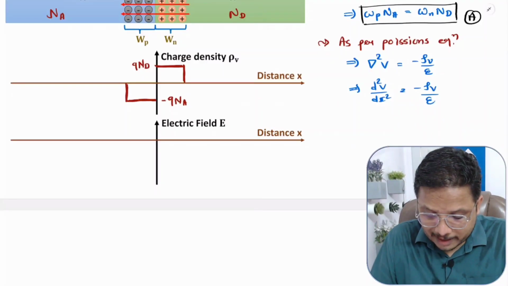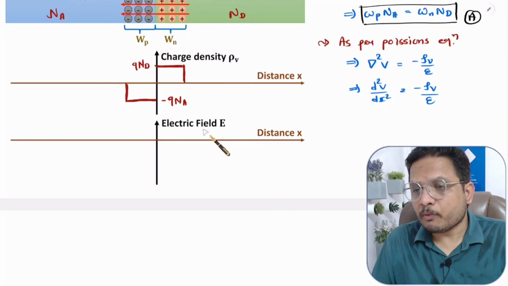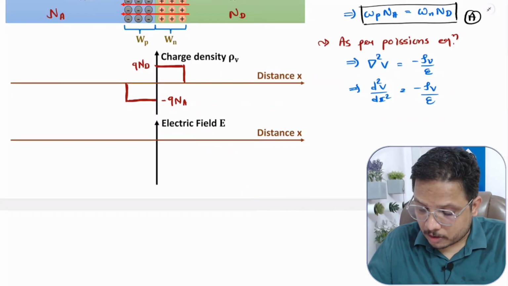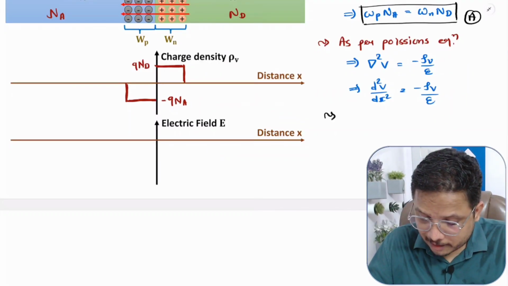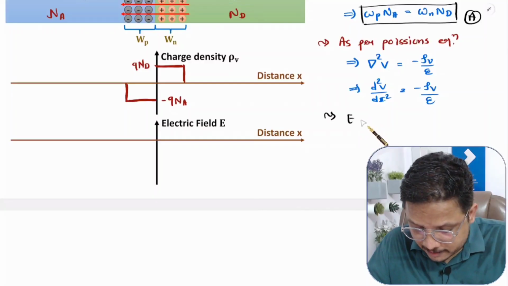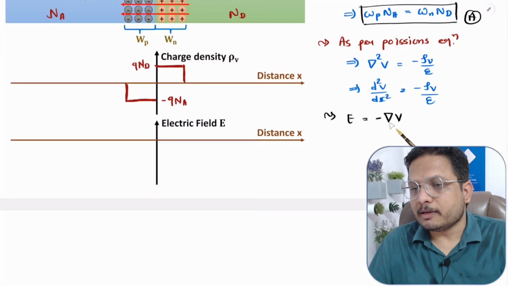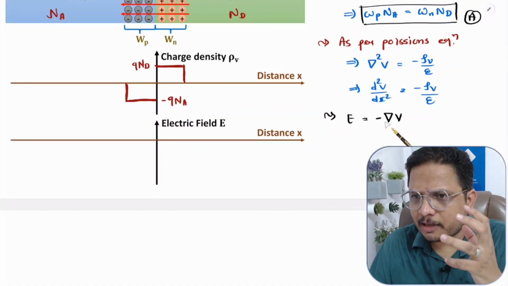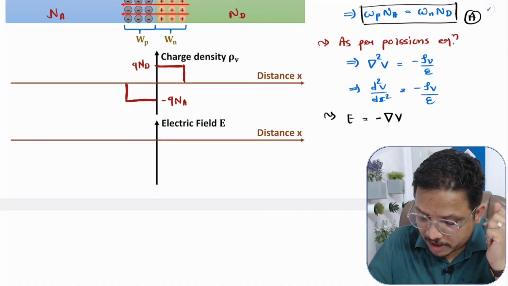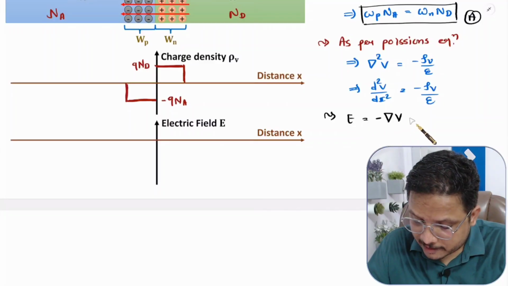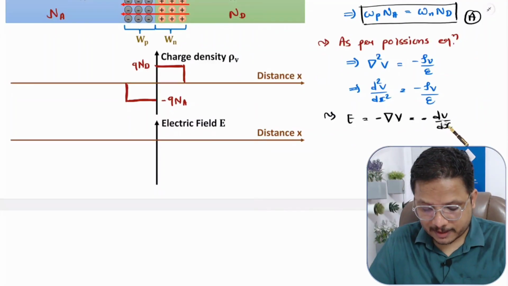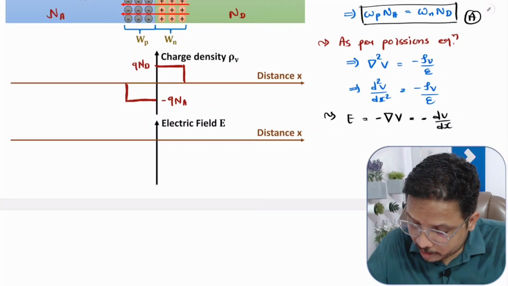Now here, the electric field and voltage relation you should know. Electric field is minus of gradient of voltage, right? Electric field is the potential gradient, that you can even say. So what is the meaning of this? Electric field is minus dV by dx, right? Now if you compare these two equations, let us say this is 1 and this is 2.